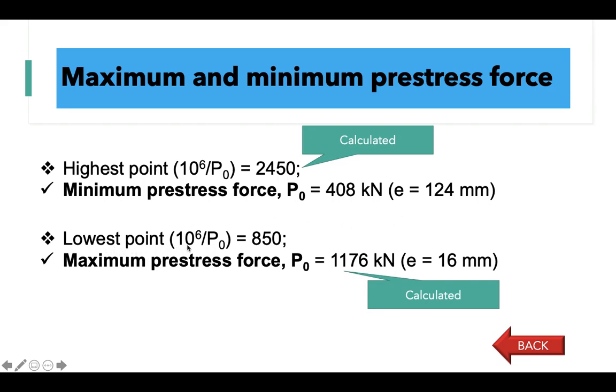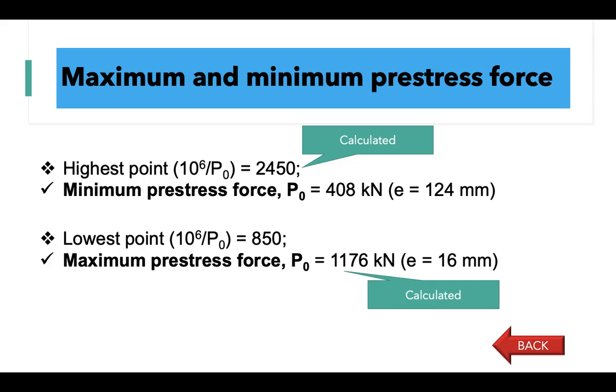Then as for the lowest point, we have the value of 850. What we did is that we solved this equation, so therefore we are going to get the maximum pre-stress force of 1,176 kilo Newton, with its corresponding eccentricity of 16 millimeters. So we can see here directly from the Magnel diagram that we are able to determine the minimum pre-stress force as well as the maximum pre-stress force.